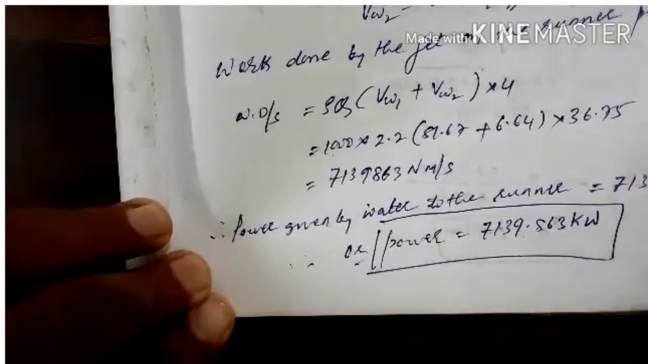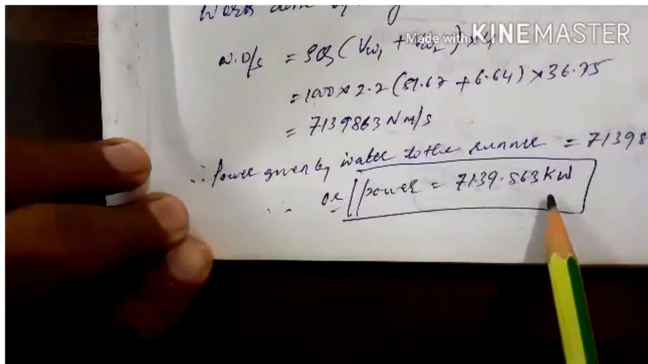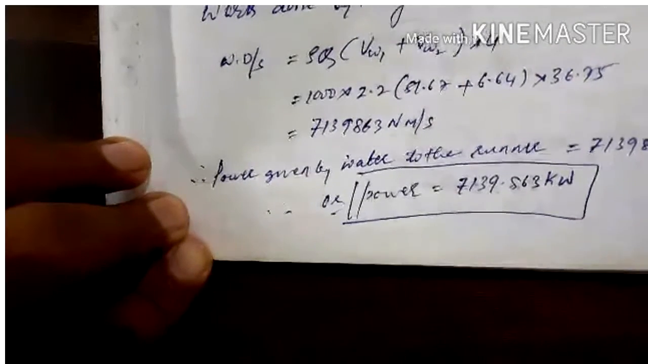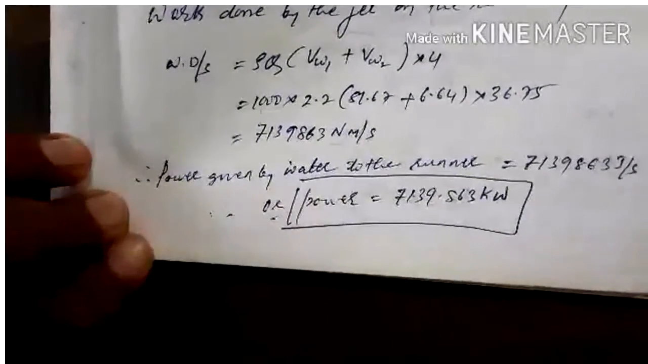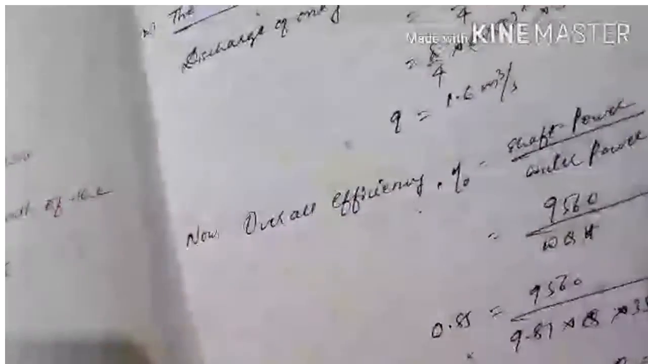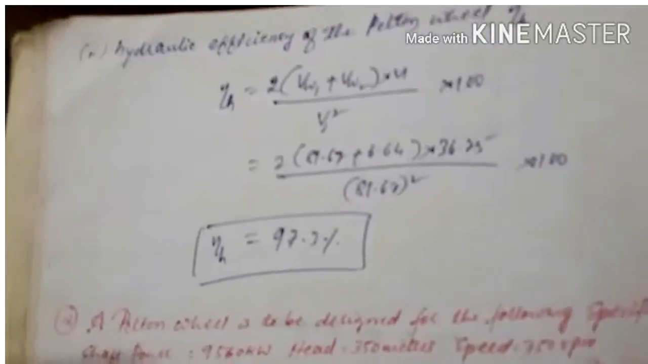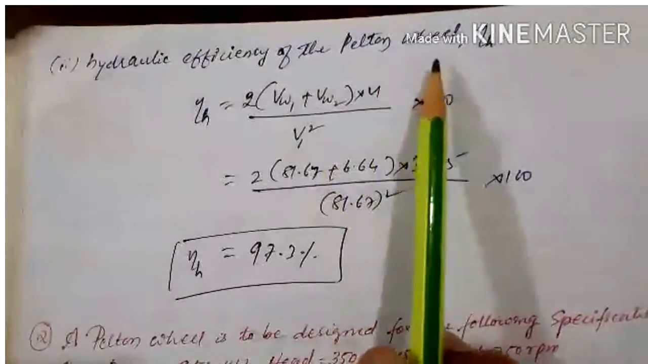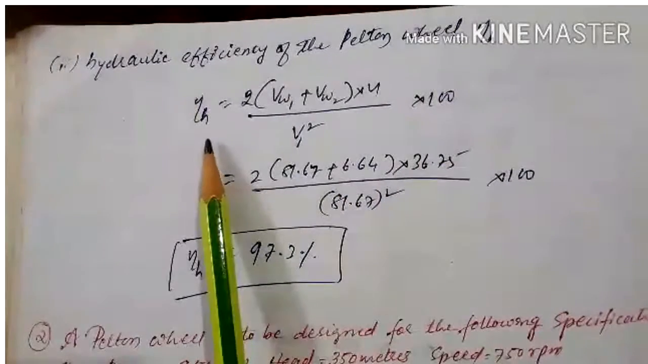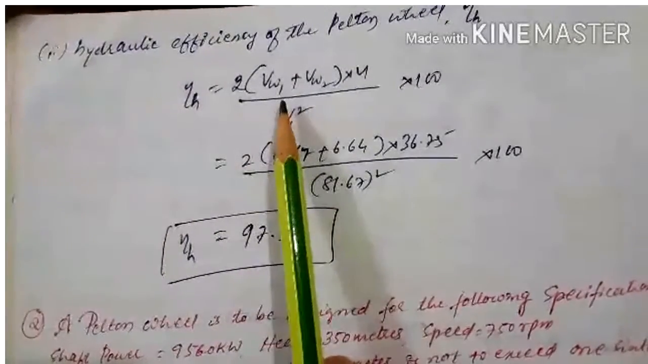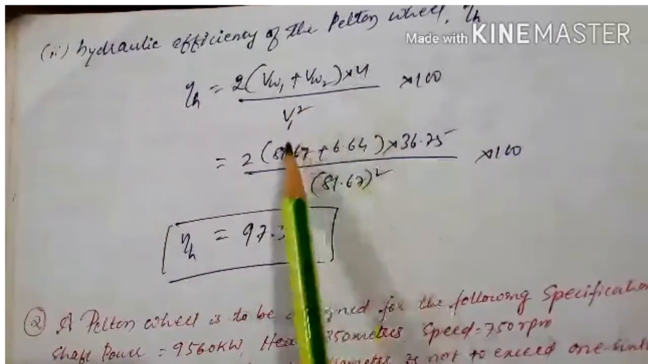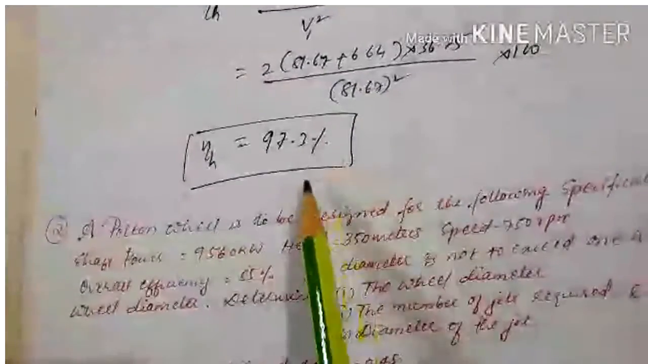we get 7139.863 kilowatt. That is Newton meter per second, which is joule per second, which is watt, that is kilowatt. Then after this, you also have to calculate the hydraulic efficiency of the Pelton wheel. This is the formula to be used. Hydraulic efficiency is 2 times VW1 plus VW2 into U divided by V1 square. Then you will be getting this much efficiency.